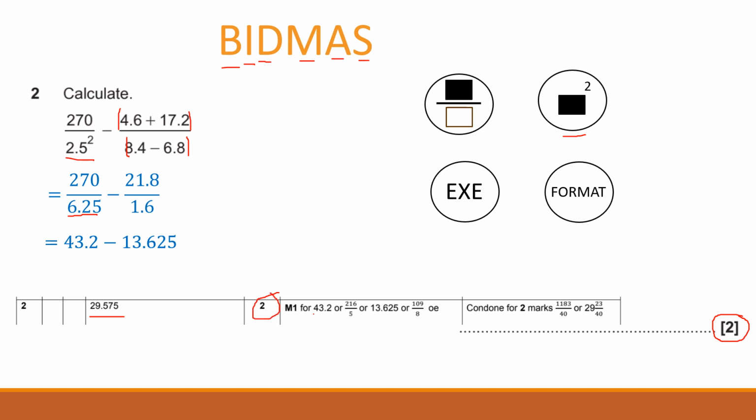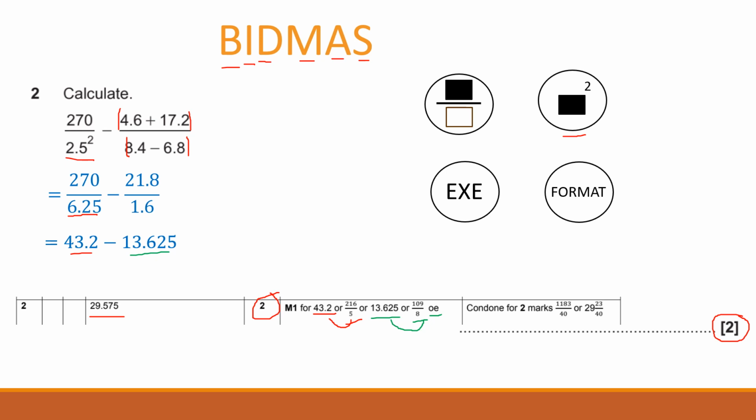There is a method mark for getting 43.2, which is this first number we got here on the first part, or 216 over 5. These 2 numbers here are exactly the same. One is just in fraction form, one is in decimal form. And similarly over here I have got 13.625 or 109 over 8. These 2 numbers are exactly the same, which is the second number I've got over here. Now it's got an OE next to it, which means or equivalent. So you could write an equivalent answer.